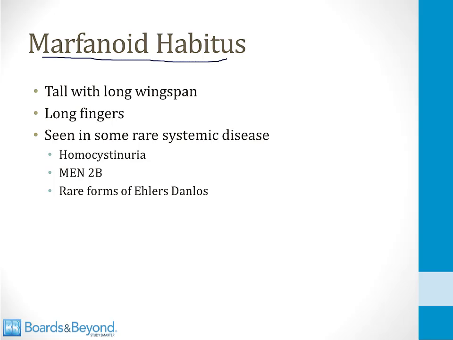And the last thing I'll mention is you will sometimes hear that certain conditions are associated with a Marfanoid habitus. What people mean when they say this is that patients with these conditions look like they could have Marfan syndrome. So they are tall with a long wingspan and they have long fingers. And this is seen in some rare systemic diseases. You can see a Marfanoid habitus in homocystinuria. You can see it in multiple endocrine neoplasia type 2B. And you can also see it in some of the rare forms of Ehlers Danlos syndrome.